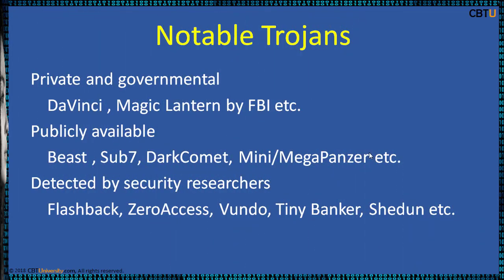Notable Trojans are classified as private and governmental. Examples include Da Vinci, Magic Lantern, Bundestrojaner, etc. Governmental Trojans are implemented in the nation's interest. Publicly available Trojans are Beast, Sub7, Dark Comet, Mini and Mega Panzer, etc. Trojans detected by security researchers are Flashback, ZeroAccess, Tiny Banker, Shedun, etc.